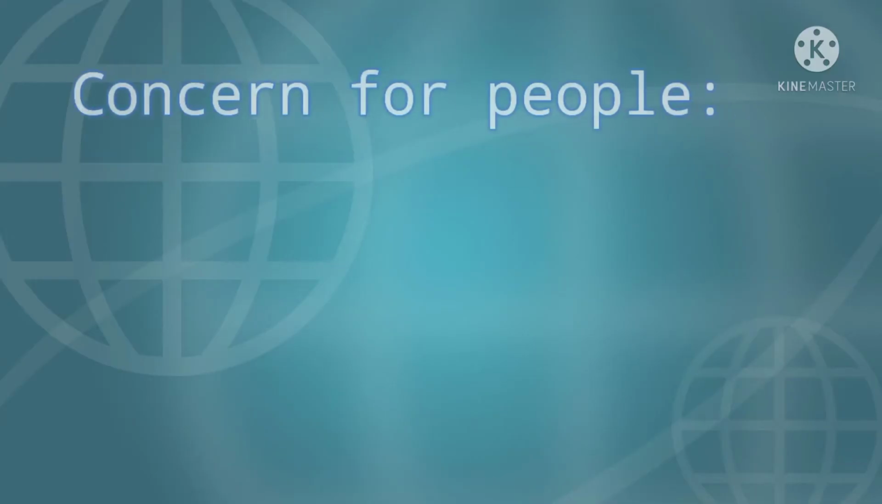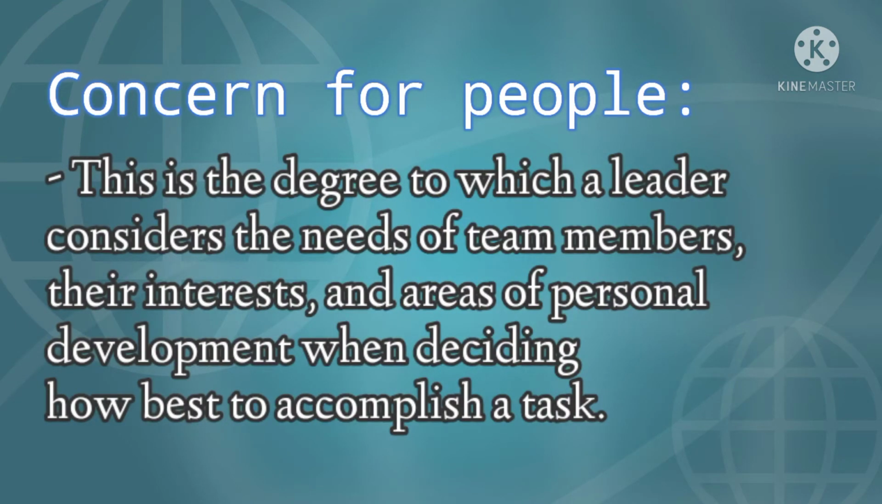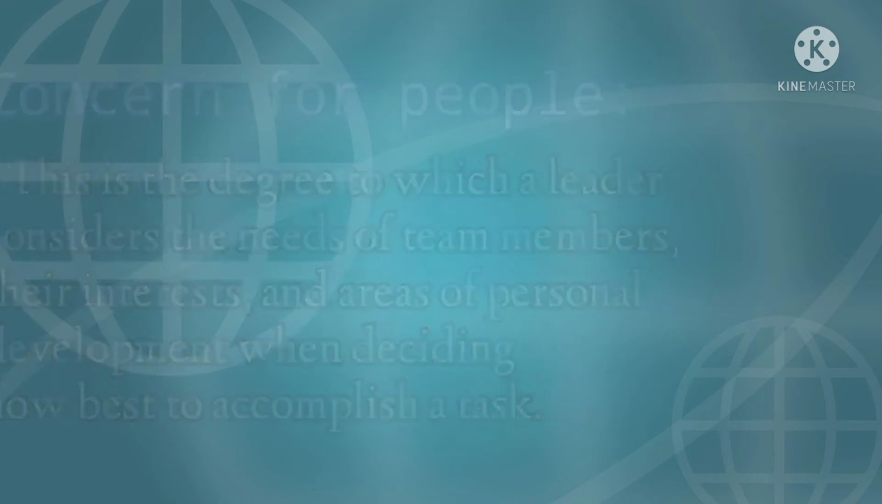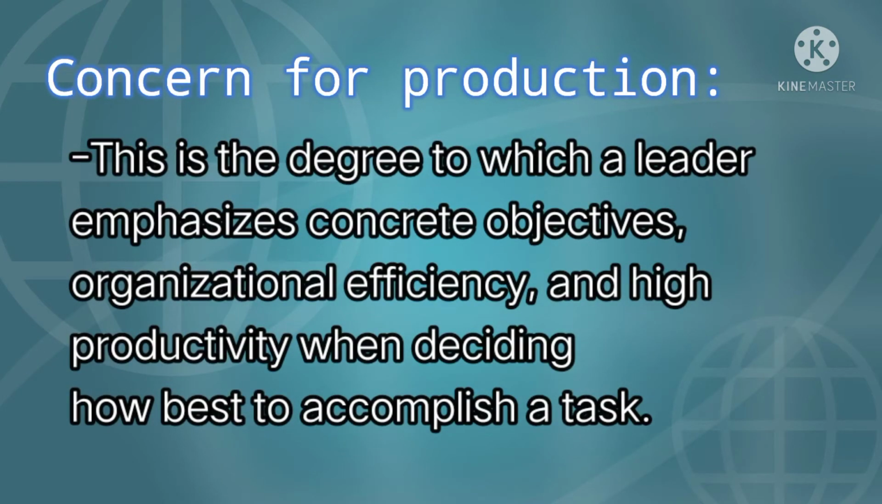When we say concern for people, it is the degree to which a leader considers the needs of team members, their strengths, and areas of personal development when deciding how best to accomplish the task. Concern for production is the degree to which a leader emphasizes concrete objectives, organizational efficiency, and high productivity when deciding how best to accomplish a task.